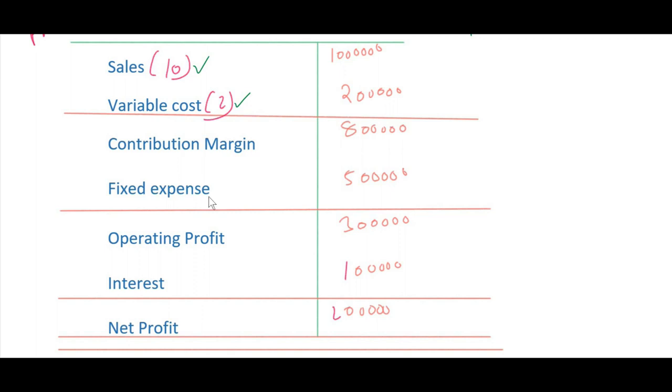From this I reduce my fixed expense. Fixed expense, like I said before, rent and salary and so on. Let's say it's 5 lakh. I subtract it, I get operating profit. Also we sometimes refer to it as EBIT. Of course there is a slight difference between operating profit and EBIT. For the time being, we just refer to it as EBIT. Less interest payment of 1 lakh, and then we get the net profit of 2 lakh.